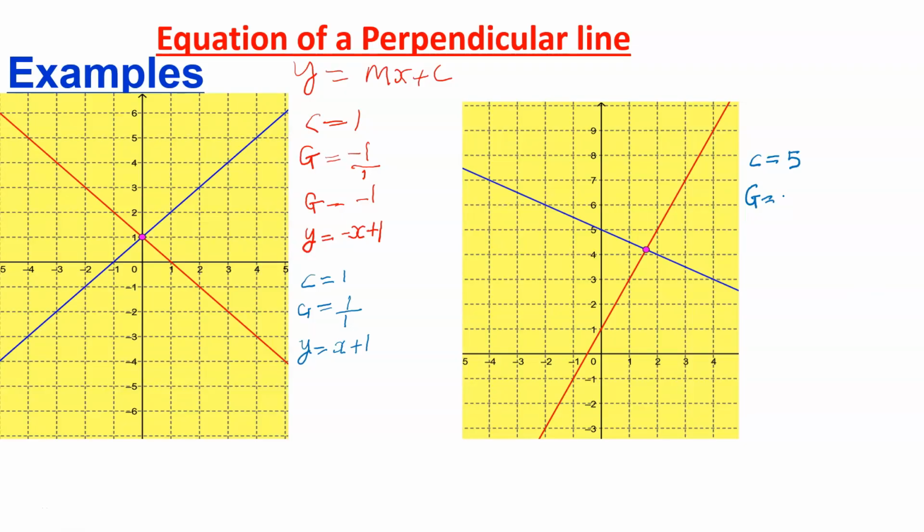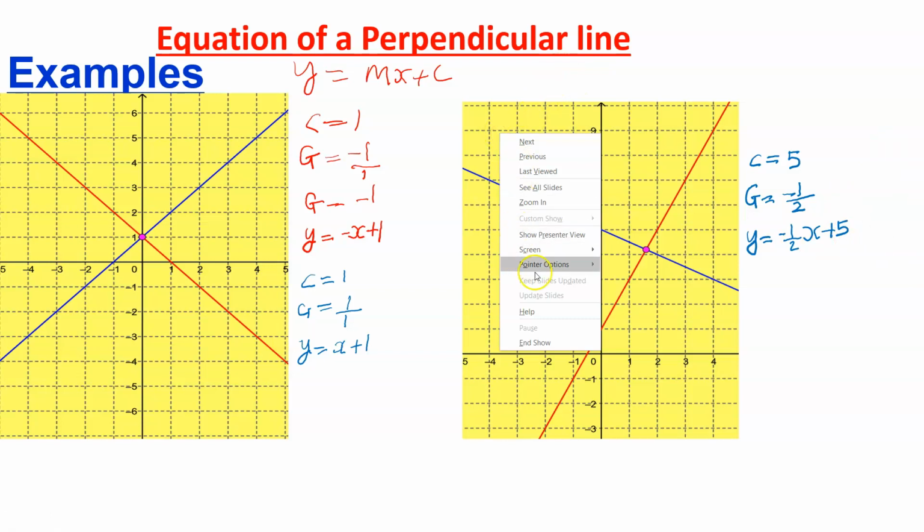So I'm going down by 1, and in the x direction I'm going by 2. What will the equation be now? The equation will be y equals minus half x plus 5. That is the equation for that blue line.